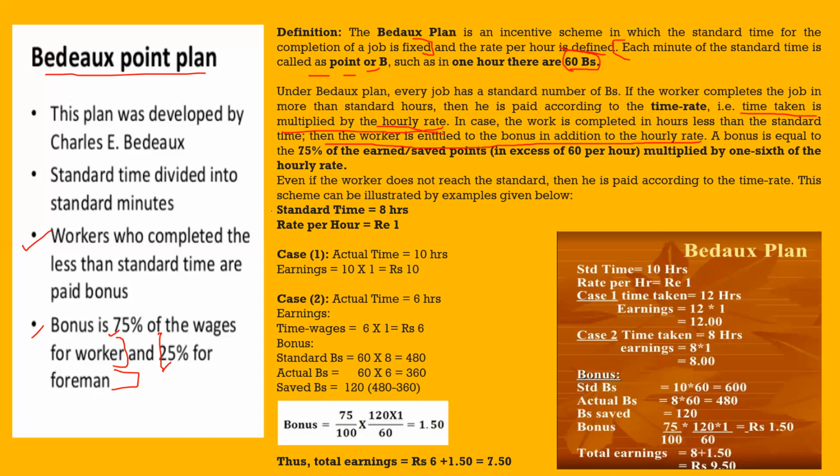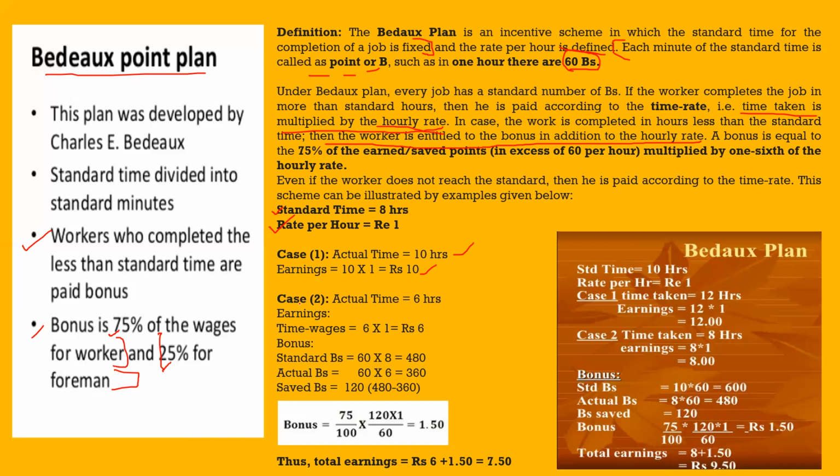You can see here standard time given is 8 hours, rate per hour is ₹1. Case 1, actual time he has taken to complete the task is 10 hours. Earning is 10 hours into 1, ₹10. There is no change. Whatever he has done, based on that, they are just paying for the time he has taken.